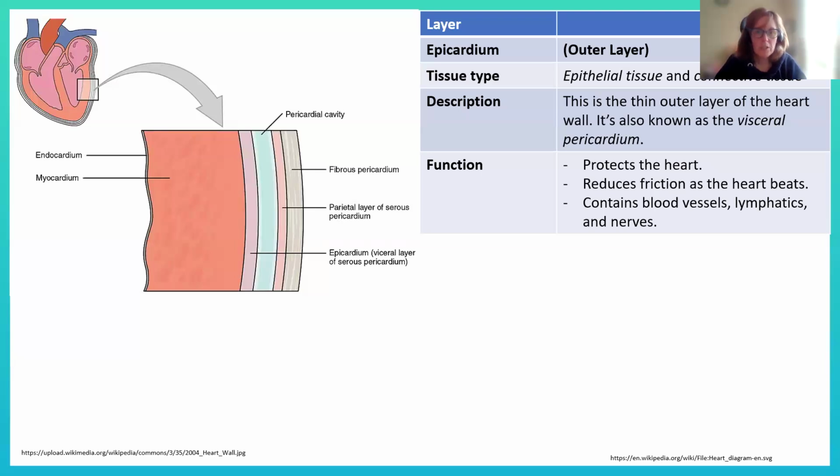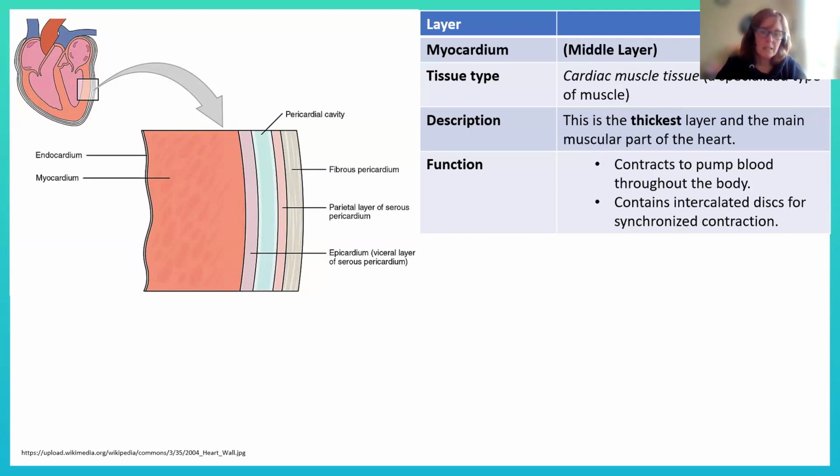So we've got the epicardium, the outer layer. It's made up of epithelial tissue and connective tissue. It's a thin outer layer of the heart. It's also called the pericardium, and it's called the pericardium on the diagram here. What it does, it protects the heart. It reduces friction as the heart beats. It's got blood vessels and lymphatics and nerves embedded in it.